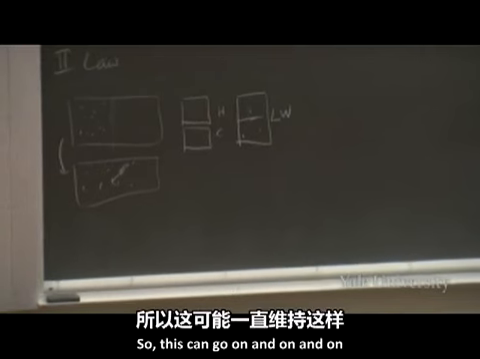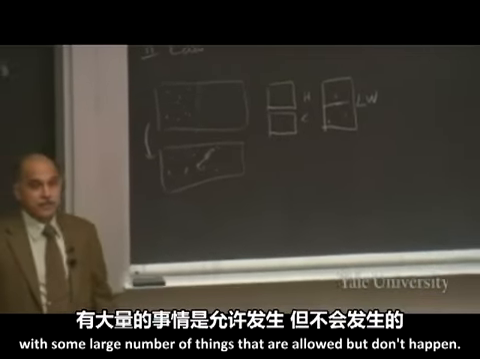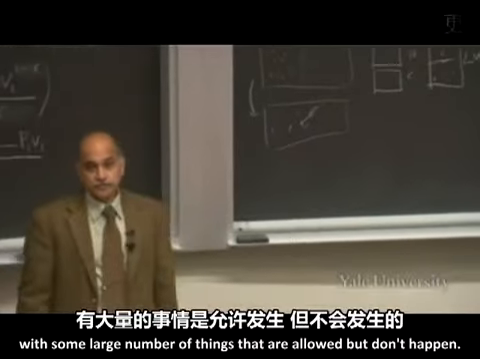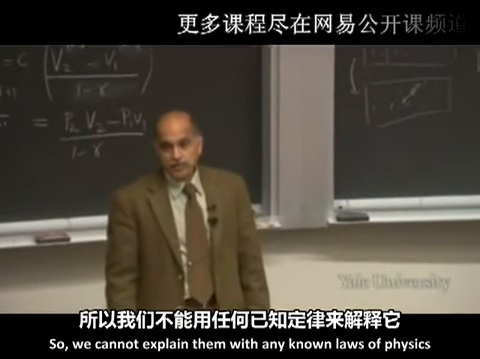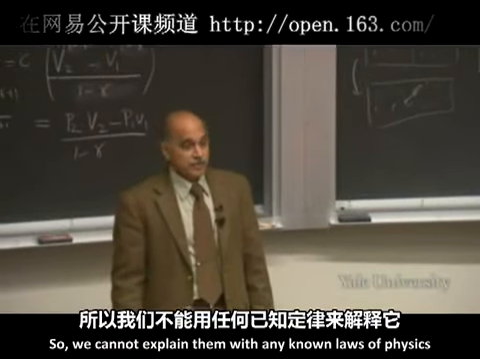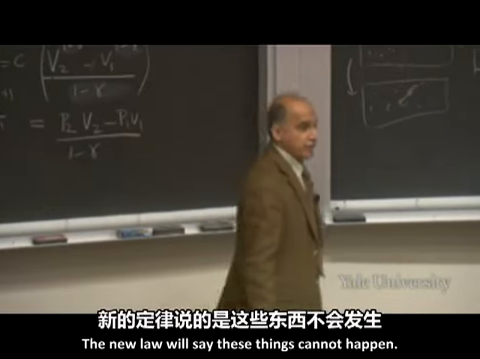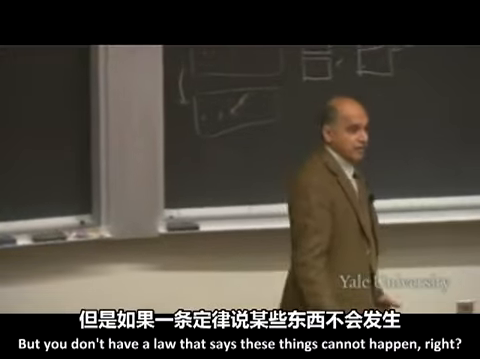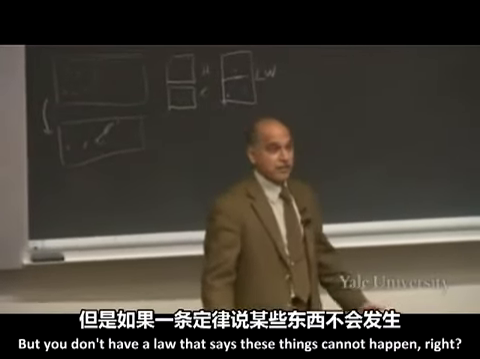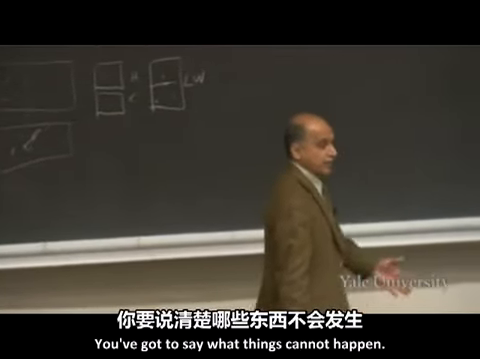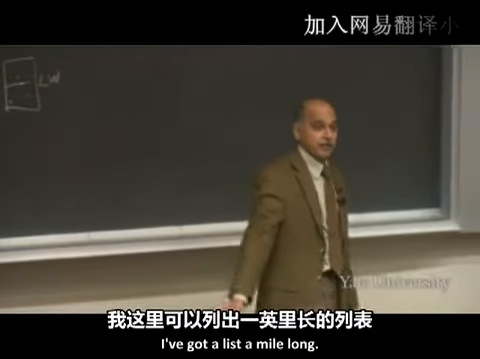So this can go on and on and on. There's a large number of things that are allowed but don't happen. So we cannot explain them with any known laws of physics. So we elevate that to a new law. The new law will say these things cannot happen. But you don't have a law that says these things cannot happen, right? That's not a good enough law. You got to say what things cannot happen. I got a list a mile long.